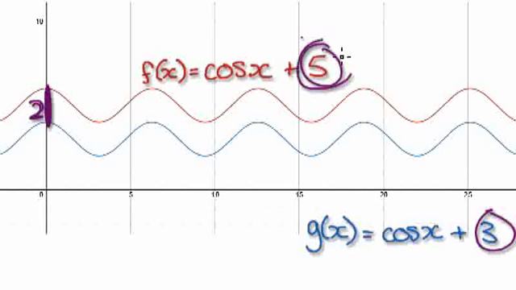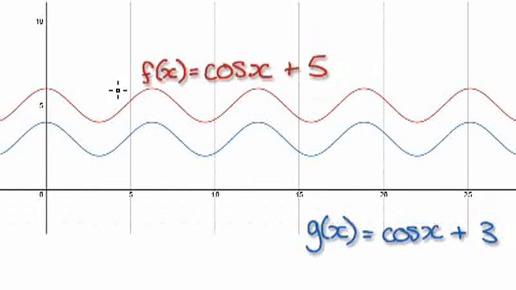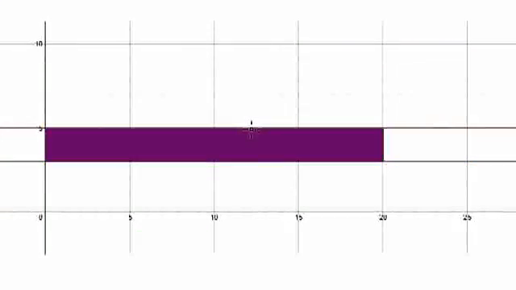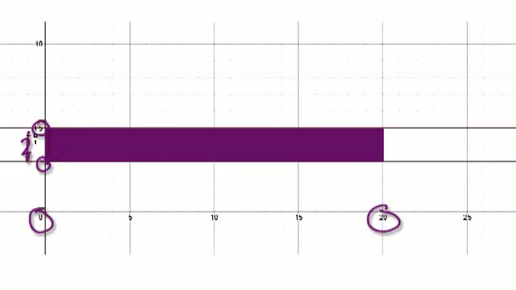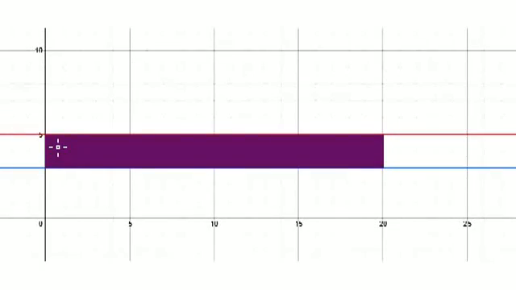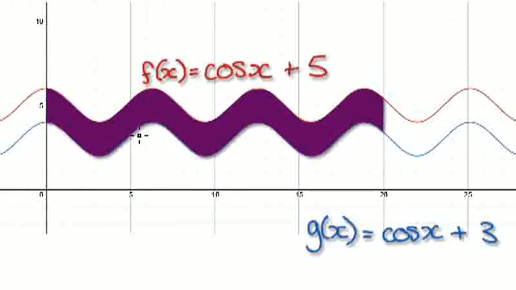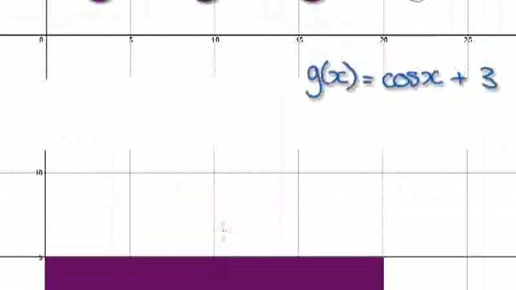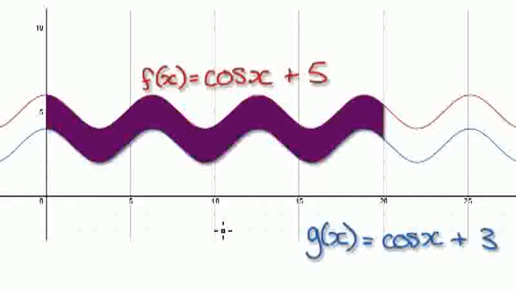So this height is 2. The ultimate question here is, is the area of this purple wave the same as the area of this straight rectangle? It's still from 0 to 20, and the height here is still 2. But is the area of this wave the same as the area of this rectangle? Work out the area of this wave, and then later.